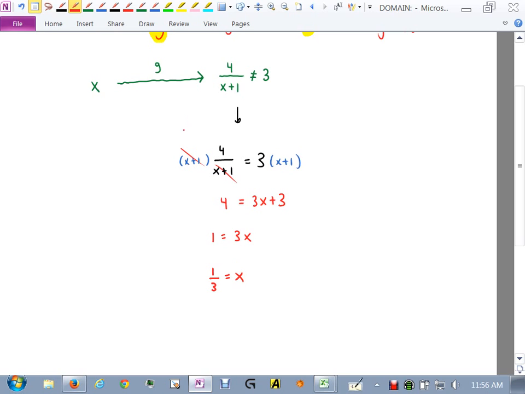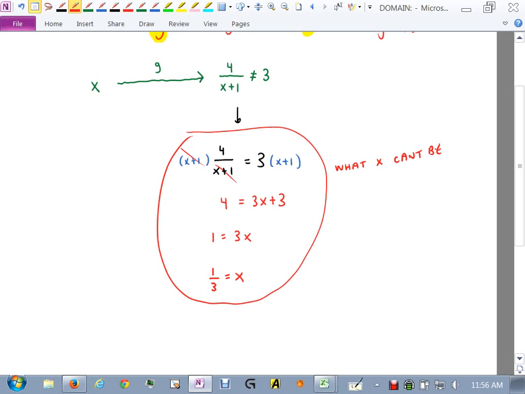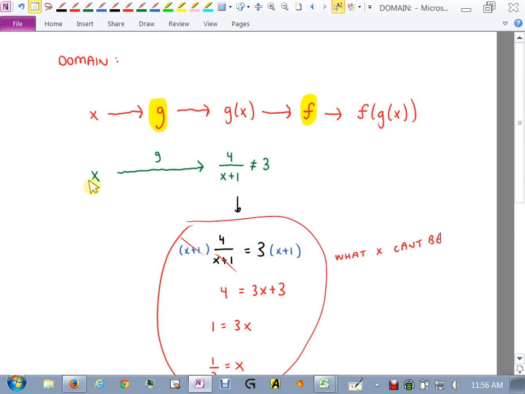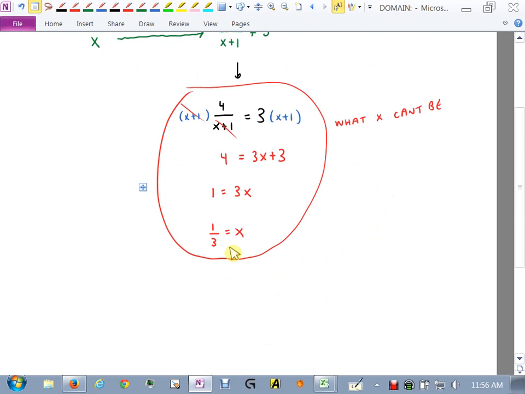But remember, this is going to tell you what x can't be, right? Or else you're going to have an issue. So recapping, this little thing that I circled here tells us that if I start out with the 1/3 over here, right? If I try and plug 1/3 in, it's going to spit out a 3, and then F's not going to be able to handle it. So I need to take that 1/3 out of the domain. Is there anything else I need to take out of the domain?